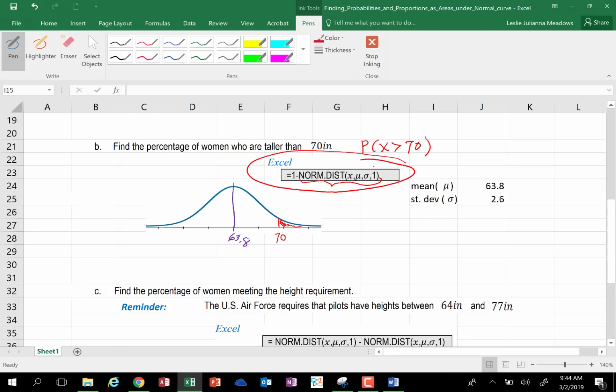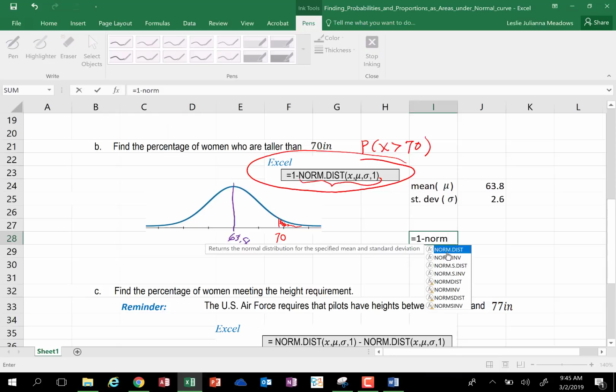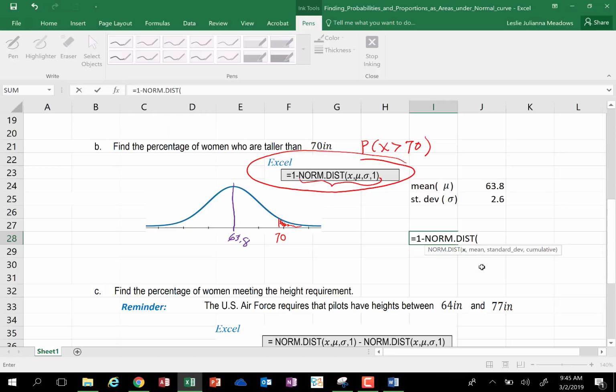Let's go ahead and calculate this area using Excel. Once again, we are first asked to enter the value of x, so I'll type in the 70. The mean and the standard deviation are the same as the problem above, and we'll click on those.